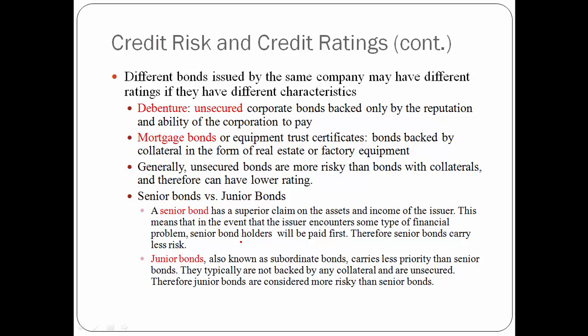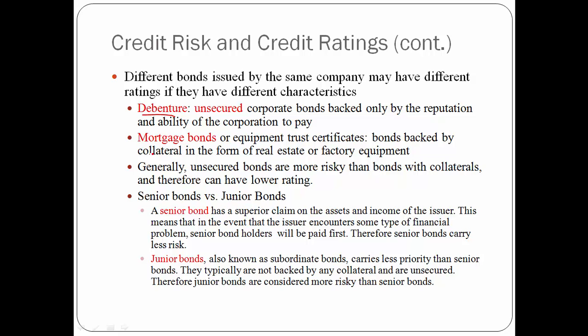Different bonds issued by the same company, the same issuer, may still have different ratings if they have different characteristics. That's why you need to understand several terms about different kinds of bonds. So we have a debenture. A debenture is an unsecured corporate bond, backed only by the reputation and the ability of the corporation to pay, which means there is no collateral linked with those debentures.